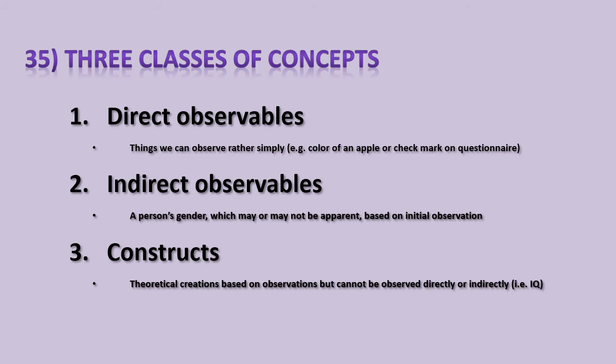Indirect observables, a person's gender. They check a box on a questionnaire. We're not directly observing anybody's plumbing. It's an indirect observable, so it's based on an initial observation of something else. Then you've got the constructs. These are theoretical creations based on observations, but you can't actually observe these things directly or indirectly, like IQ. It's a summation of answers on a questionnaire, 50 different questions or whatever, and then at the end you crunch all that and you understand the construct IQ.